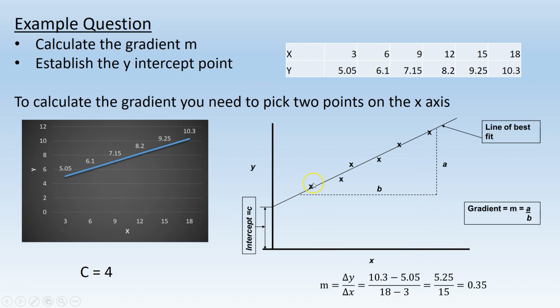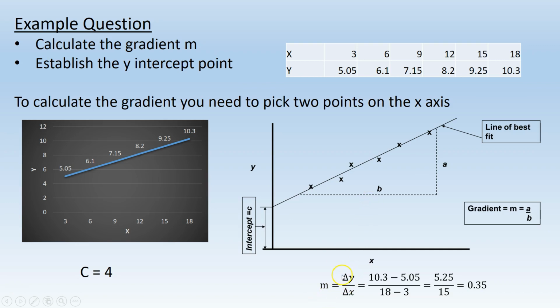So say for example, if we're going to use 3 and 15. Actually, no, we'll go 3 and 18. So we'll pick the two extremes of our data. This will be 3, and then we'll move it along and pick up the y-axis. So on the x it'll be 3, on the y-axis it'll be 5.05, and then we'll come down to this end and it will be 18, all the way up, and then on the y-axis that will be 10.3.